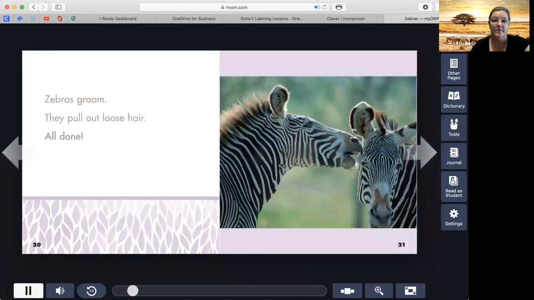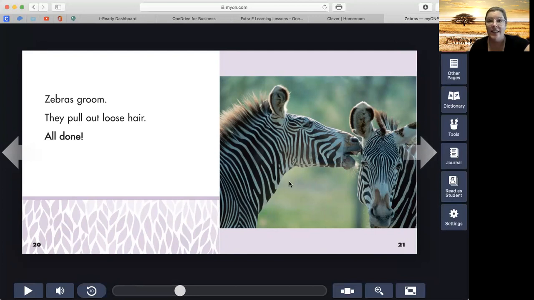Zebras groom. They pull out loose hair. All done. So we groom ourselves too, don't we? We brush our hair, we get haircuts, right? We trim our fingernails. And so it sounds like zebras also groom, but in their own special way. So take a look at this picture. The author is giving us some information about how they pull out loose hair.